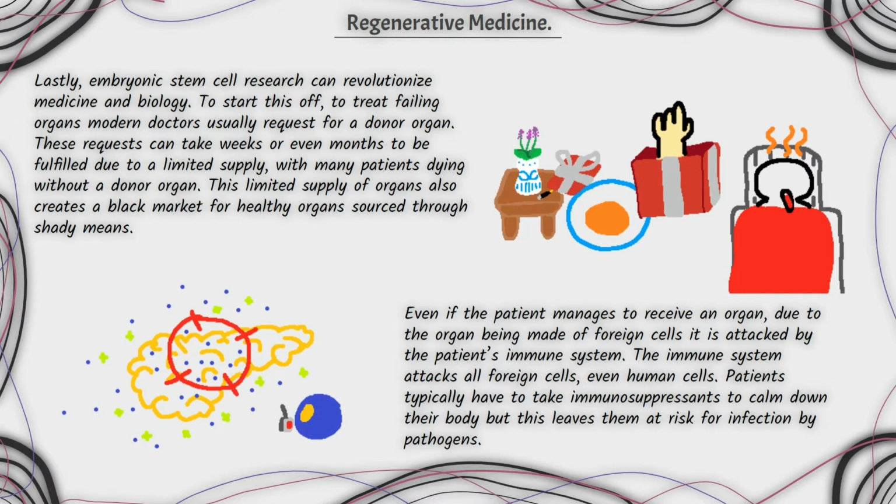Even if the patient manages to receive an organ, due to the organ being made of foreign cells, it is attacked by the patient's immune system. The immune system attacks all foreign cells, even human cells. So patients typically have to take immunosuppressants to calm down their body, but this also leaves them at risk for infection by pathogens.